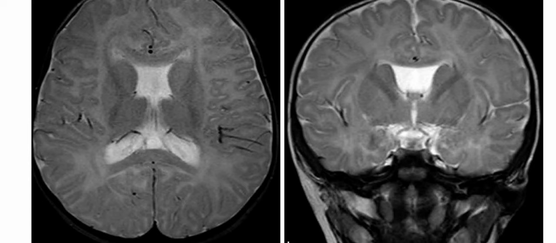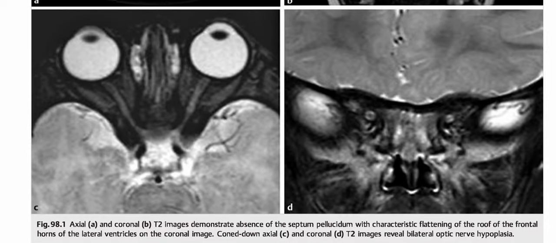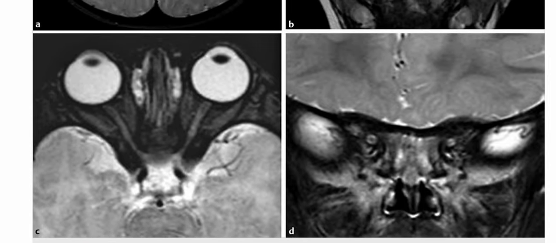So this is a young girl who has presented with pituitary insufficiency, and these are the images. Now, as you can see on the axial and coronal T2-weighted MRI, there is absence of the septum pellucidum with the characteristic flattening of the roof of the frontal horns of the lateral ventricles on the coronal image. Now, on these coned down or zoomed in T2-weighted MRI images, we can see that there is bilateral optic nerve hypoplasia as well. So there is bilateral optic nerve hypoplasia along with the absence of the septum pellucidum.